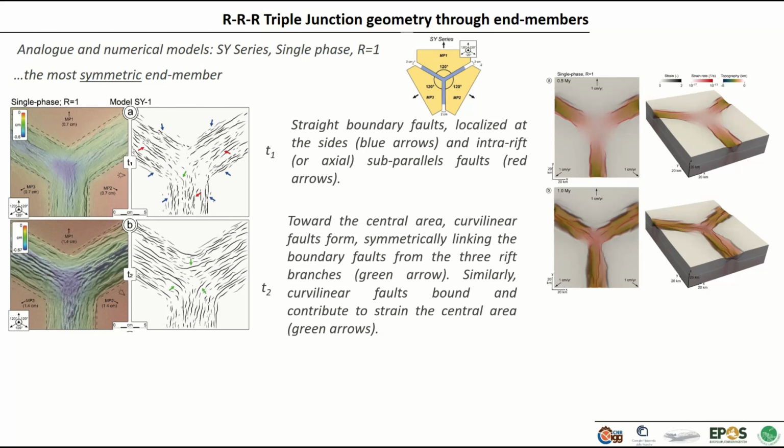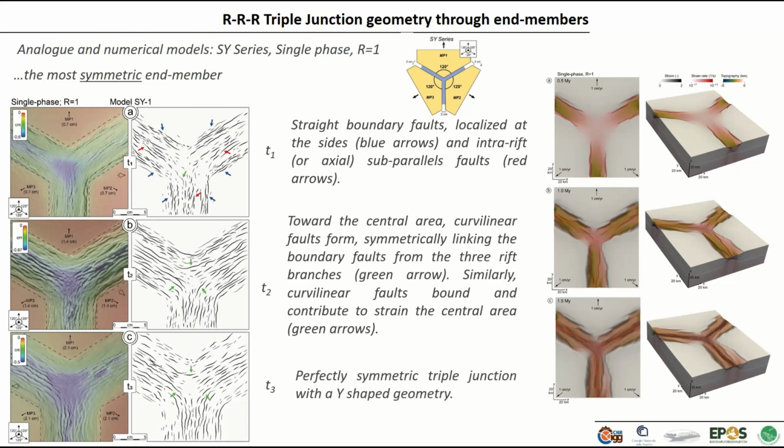And at the end of the model, in fact, you can see that the faults that come from one rift branch link completely with the faults coming from the other rift branches without intersecting at a high angle. So this defines a perfectly symmetric triple junction and defines a Y-shaped geometry. That will be our symmetric end member. As you can see, results for analogs and numerical models are quite similar.